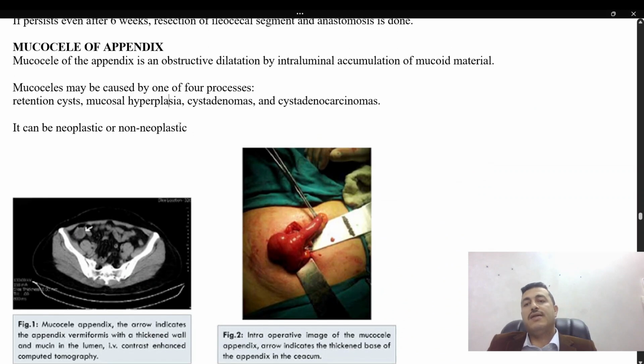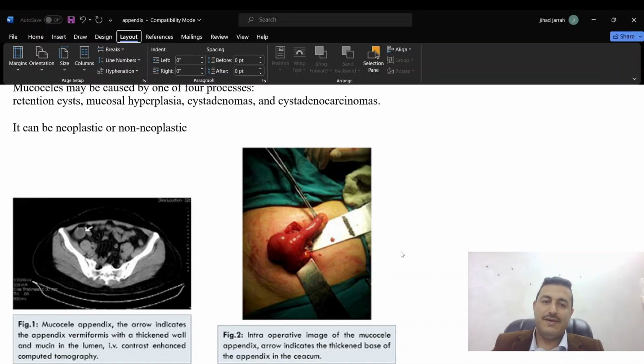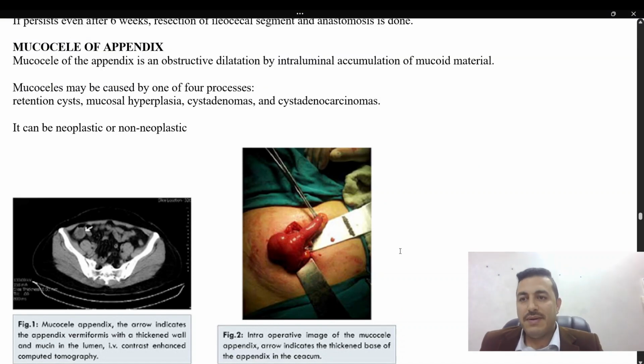An important topic in the appendix we have to review is the mucocele of the appendix and pseudomyxoma peritonei. Okay, mucocele of the appendix. Actually, it is accumulation of mucoid material in the appendix. It will look like a dilated, enlarged appendix like that. You cannot predict it preoperatively despite the imaging.